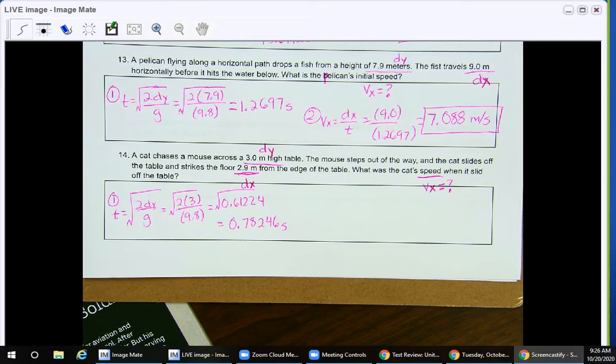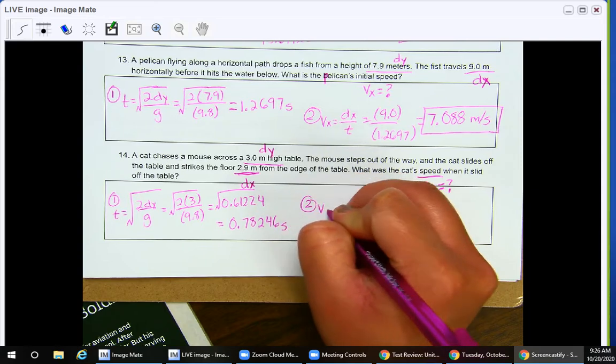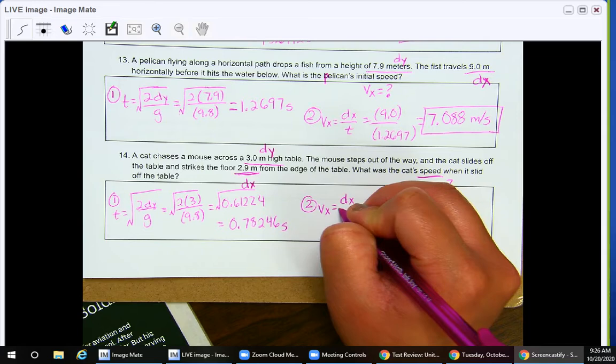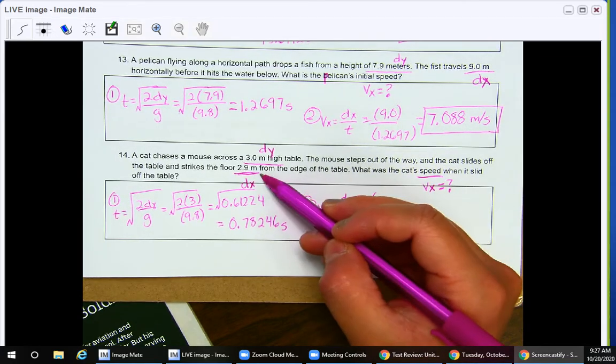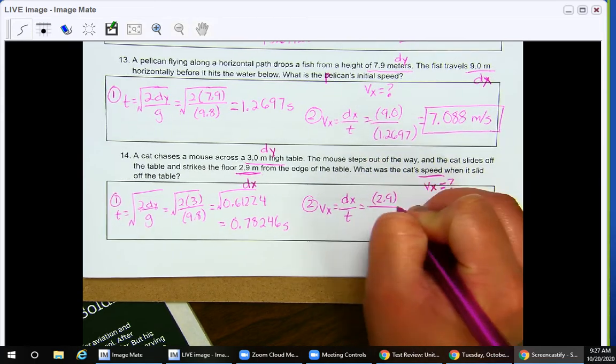Now we have our time, we can solve for our velocity. Horizontal velocity equals horizontal distance over time. dx in the problem was 2.9. And we just solved for our time.